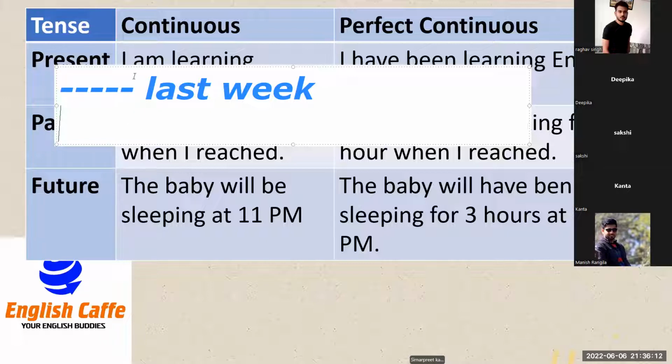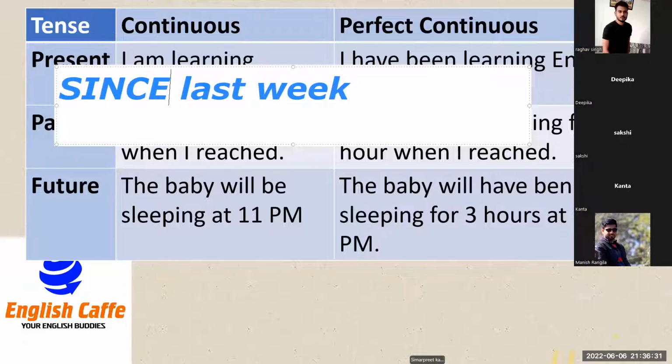Since last week. Why? Because we are talking about the last week. We know which week we are talking about. So actually that's right. We'll use since last week, but that's not the logic you should follow. I'm saying since last week, but why am I saying it? Because when we are talking about last week, we are not talking about duration. If it's like 1 week, so 1 week is a duration. But last week, it's not a duration. Last week is the starting point.